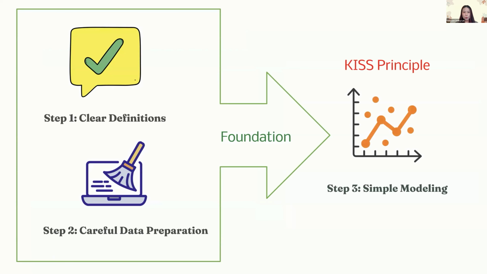Third, simple modeling. This is where the KISS principle applies. The KISS principle is a design idea that encourages straightforward solutions over unnecessary complexity. It has been phrased in many ways, like keep it super simple, keep it short and simple, or keep it simple and straightforward. I'll show you how this works in practice with 2 examples next.